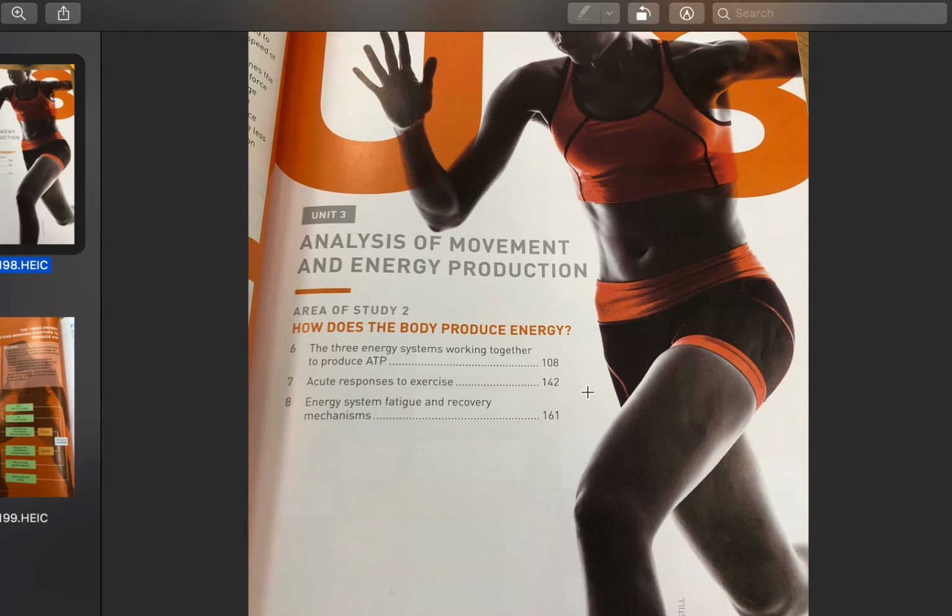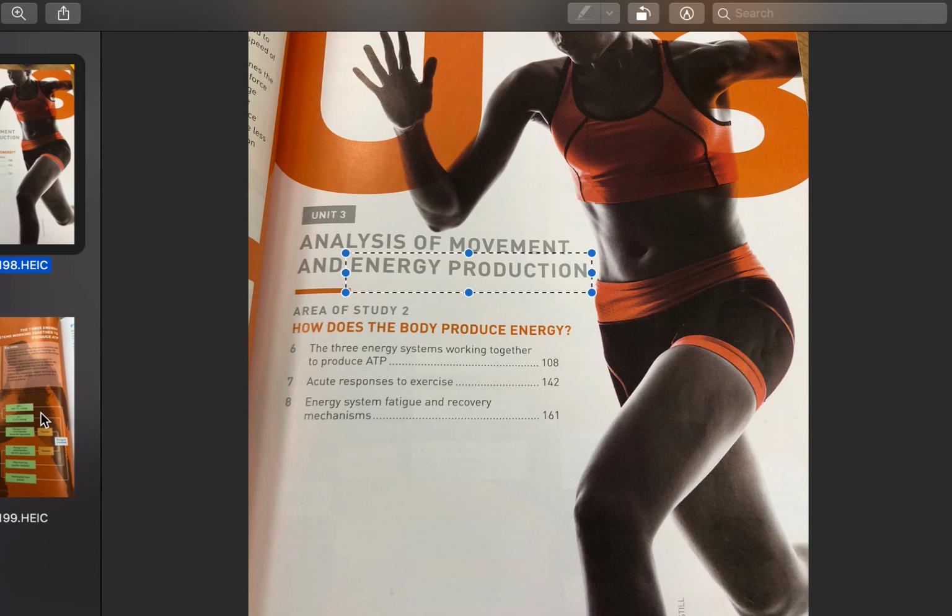So as you can see here through the textbook, we're still in Unit 3, but we've moved on to Area of Study 2. And we're focusing on how does the body produce energy. So we've already done the analysis of movement through our skill acquisition and our biomechanics. Now we're on to the energy production section of this.